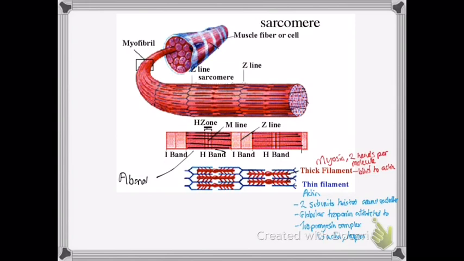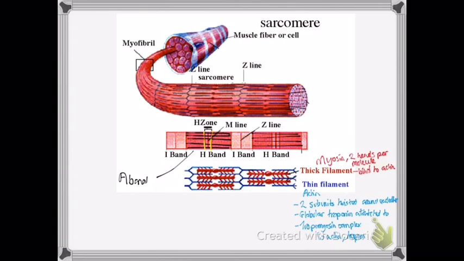In the centre, as it points out here, we've got this H zone. So I'll draw two yellow lines around our H zone here. This is what I'm talking about when I'm talking about the H zone, this zone here. And this contains only myosin.